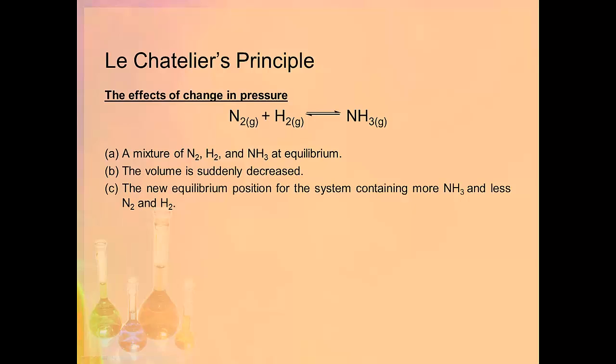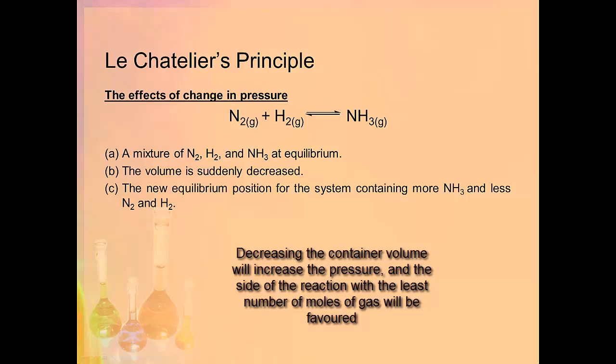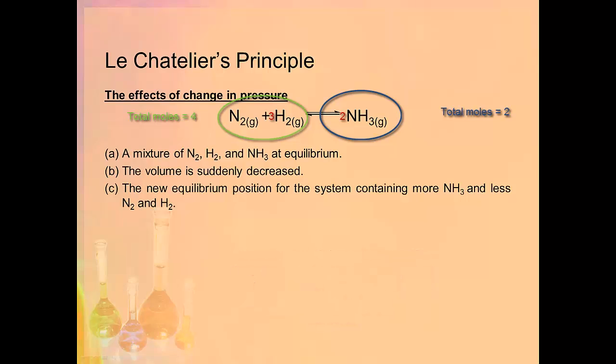So what's going to happen is if we decrease the volume of the container, that means we're increasing the pressure essentially, we're going to favour the side of the reaction, be that the left hand or the right hand side, that has the least number of moles. Because there's the least number of moles over on the right hand side, the position is going to shift to the right hand side, and we'll see that the system now contains more NH3 and less N2 and H2.